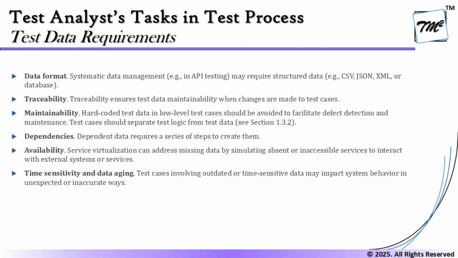That if probably you are using 1.5 as a version for the data, maybe the data has been updated for XYZ reasons and you might be using an outdated data. So traceability plays a very vital role, that what version of data you're using and is there a change in that revision, right? The next thing here, of course, is maintainability. So hard-coded test data in low-level test cases should be avoided to facilitate defect detection and maintenance. The test cases should separate test logic from the test data. So in simple words, we are just saying that it should be flexible enough to be used for all purposes.